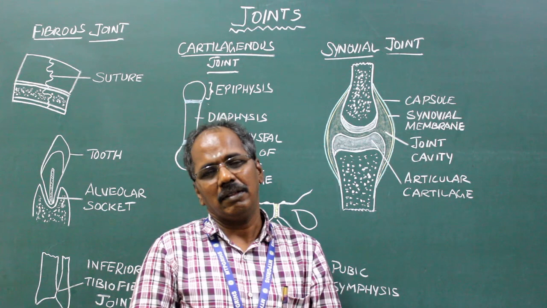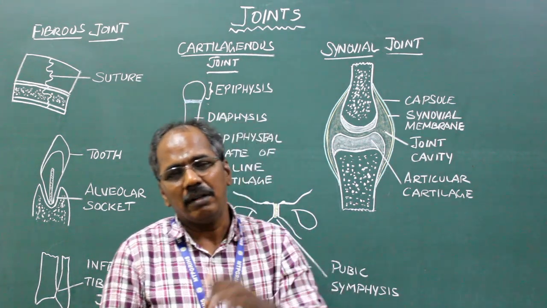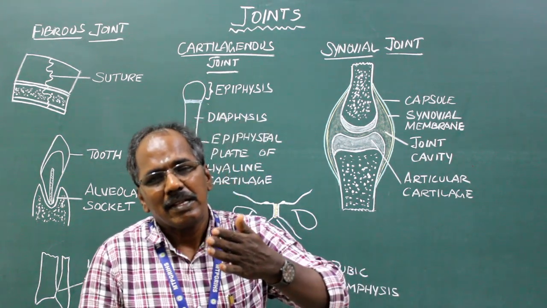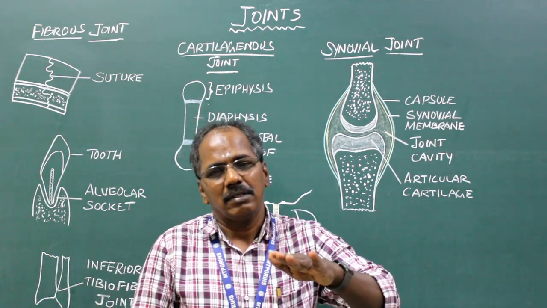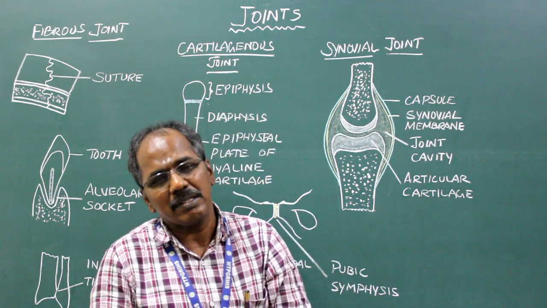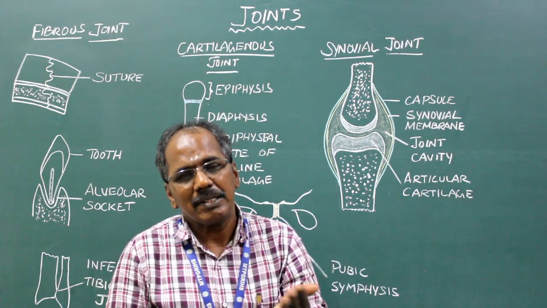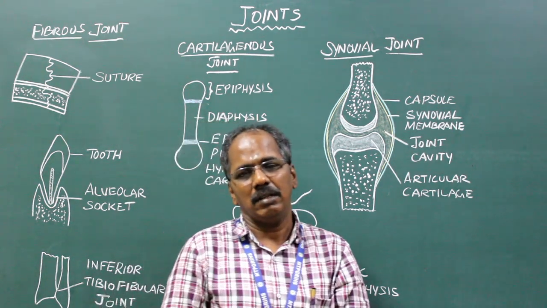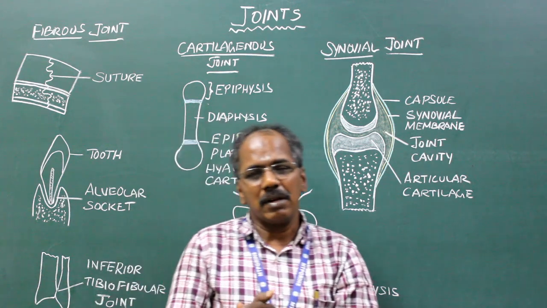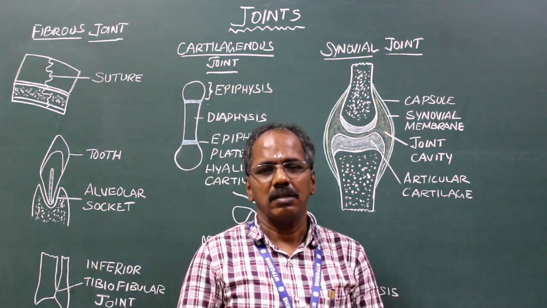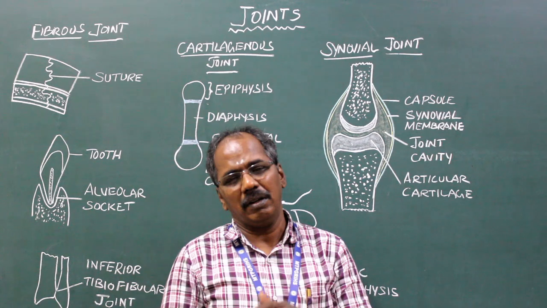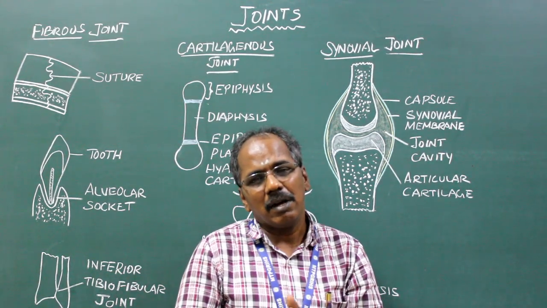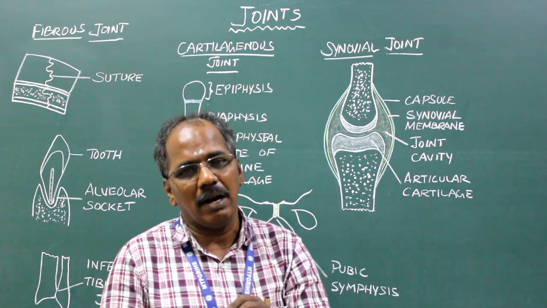Saddle variety. In this type of joint, one of the articular surfaces is saddle shaped, that is the seat of a horse, and the other articular surface is that of a rider sitting on the saddle, that is the legs of a rider sitting on the saddle. Example, sternoclavicular joint, calcaneocuboid joint, first carpometacarpal joint, and joint between the femur and patella.